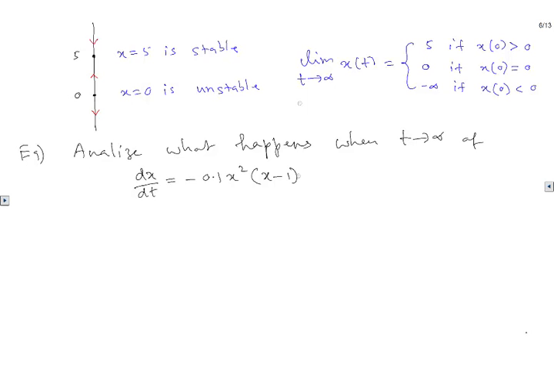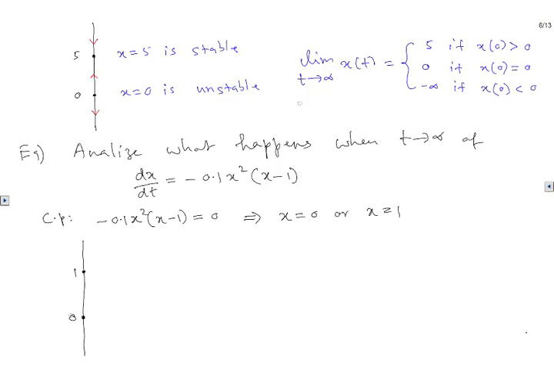So as before, what we can do, we can find the critical points. So that means you're going to set negative 1 x squared (x minus 1) equal to 0. It says that x equals 0 or x equals 1. Now as before, we can draw a vertical line and mark the critical points. So we have 1 and 0.